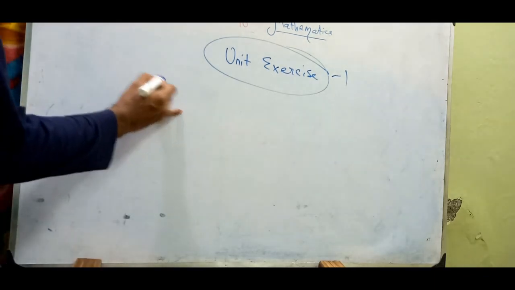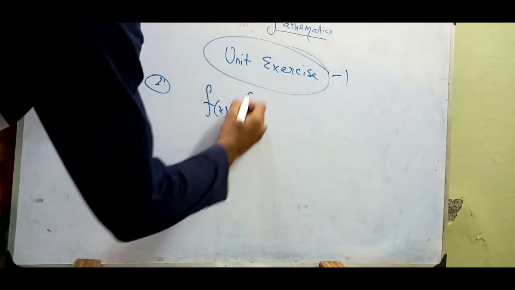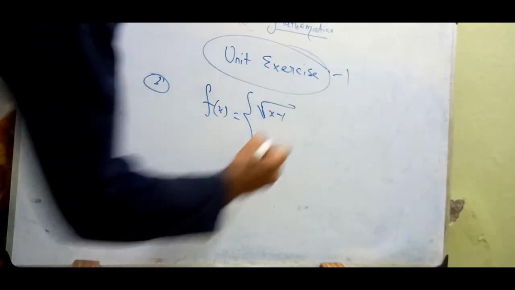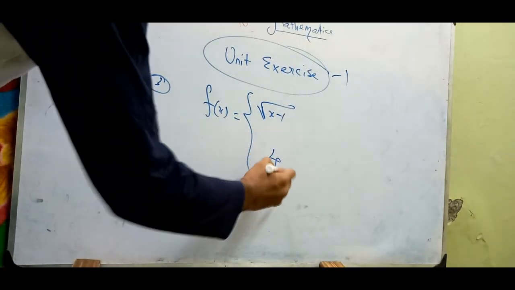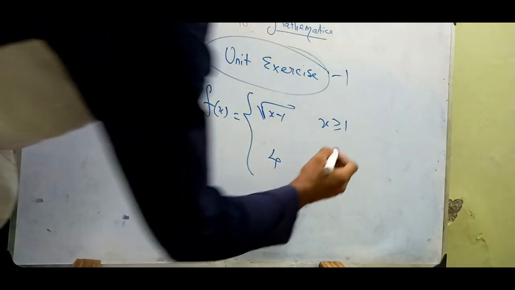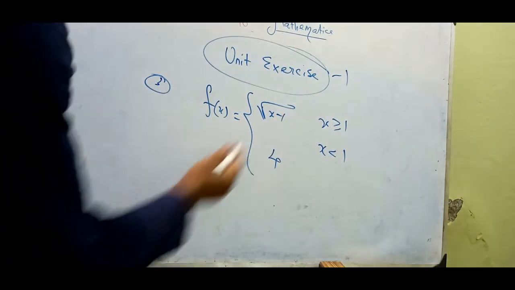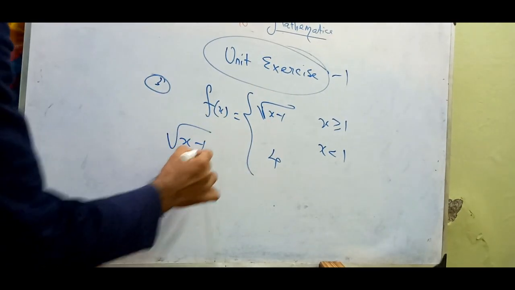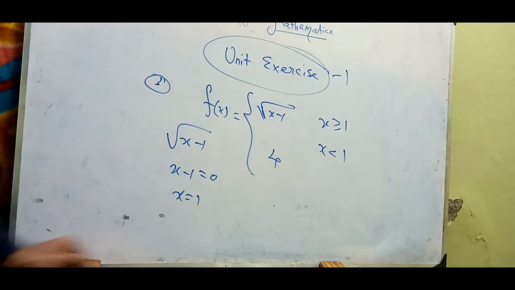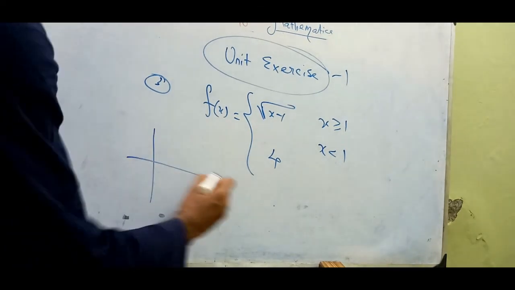So I will take the third question. Given that f of x is equal to square root of x minus 1 for x is greater than or equal to 1, and 4 for x is less than 1. Okay, let us have a graph of this one. So square root of x minus 1, if I put x minus 1 equal to 0, then it is going to be x equal to 1. Exactly at x equal to 1 we have a root, so that is why the graph looks like this.